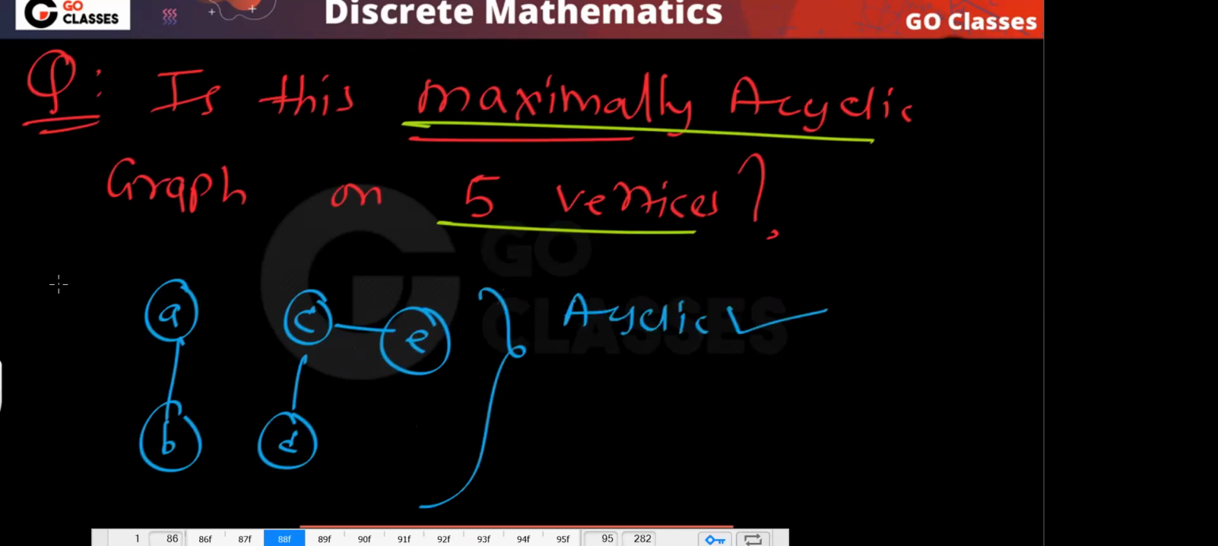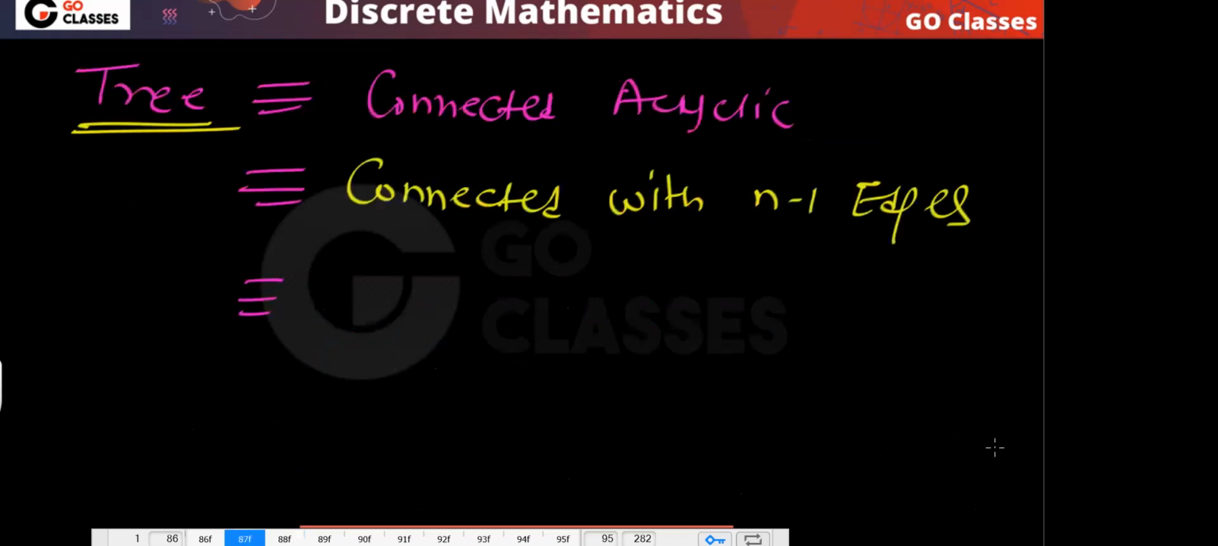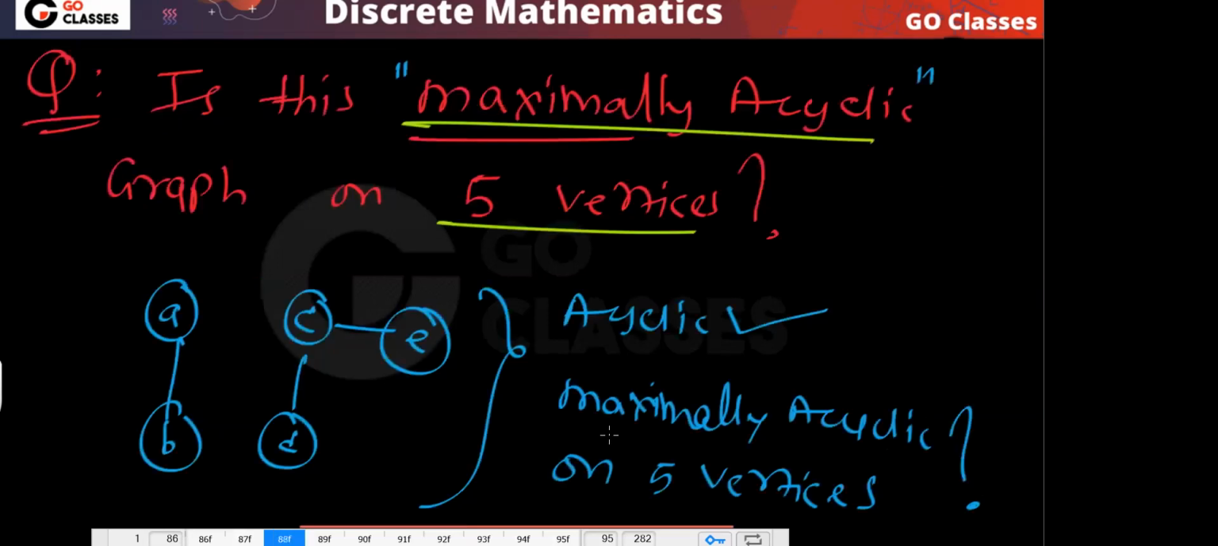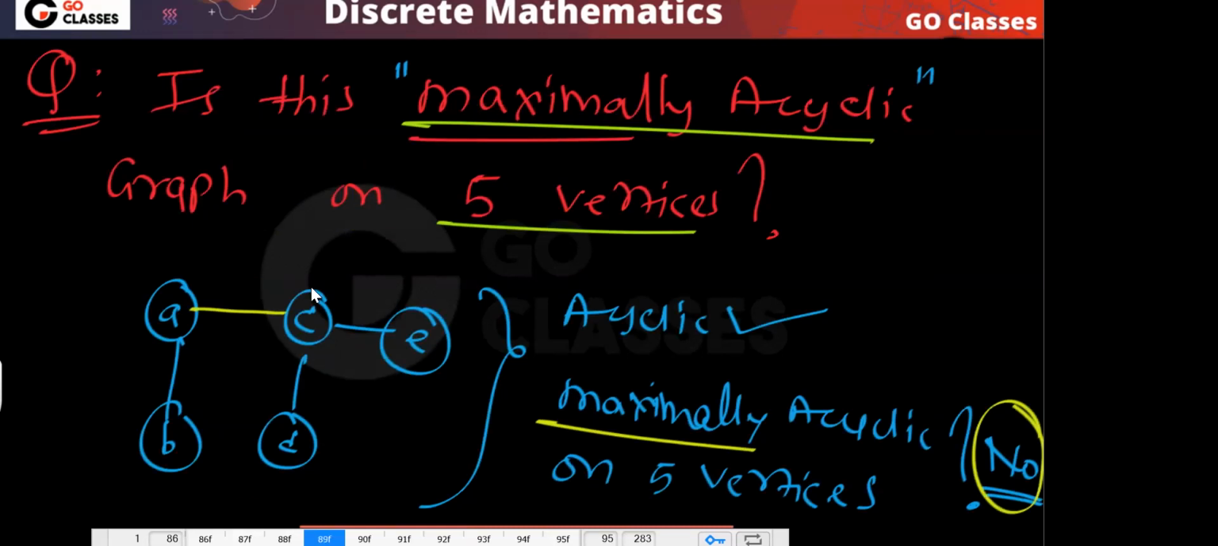Can I say this is maximally acyclic on 5 vertices? The answer is no. This is not maximally acyclic on 5 vertices. Why? This is acyclic, but with 5 vertices you have scope. You can add something and it will still be acyclic. Is this clear to everyone?